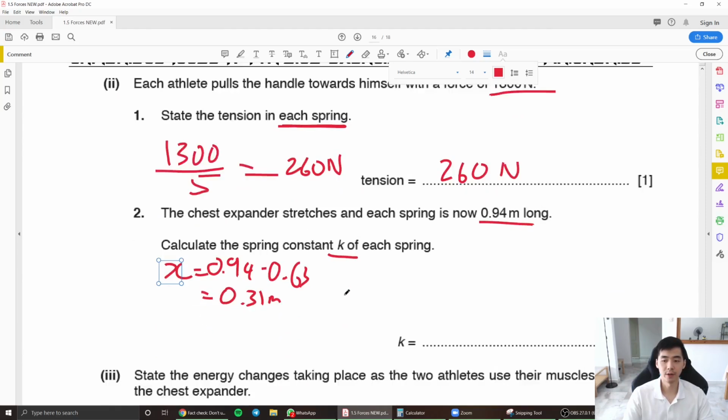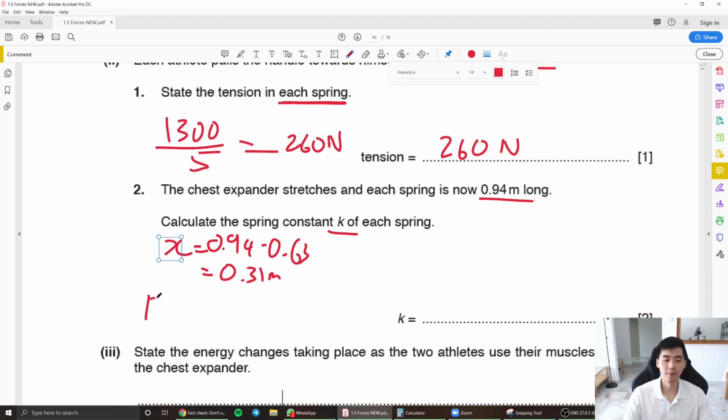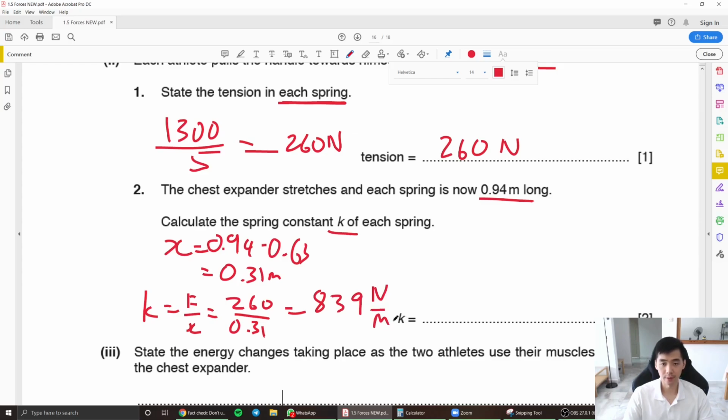Then they ask us to find the spring constant. Yet again, F is equal to Kx, so K would be equal to F over x, right? In this case here, it will be 260 divided by 0.31. Press that in the calculator and you'll get a spring constant of 839 newtons per meter here.